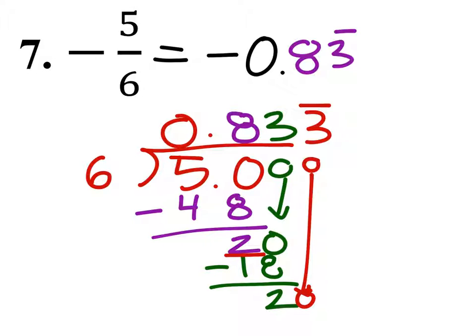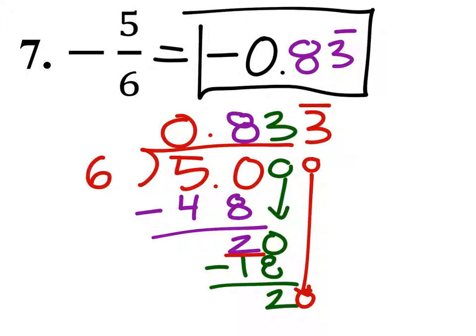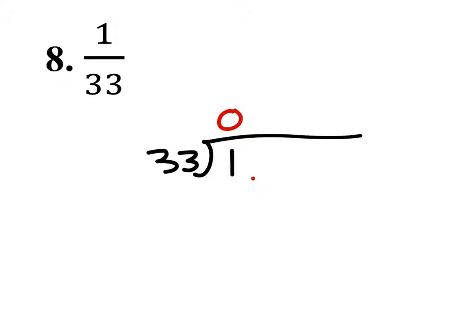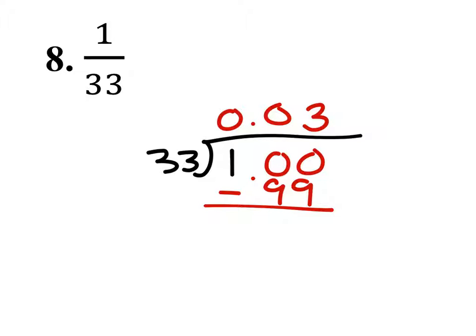Alright, so that is the answer, negative 0.83 repeating. So on this one, we have 1 divided by 33, and 33 won't go into 1. It won't go into 10 either, but it will go into 100 3 times. 3 times 33 would be 99, so we're going to subtract and we get 1.